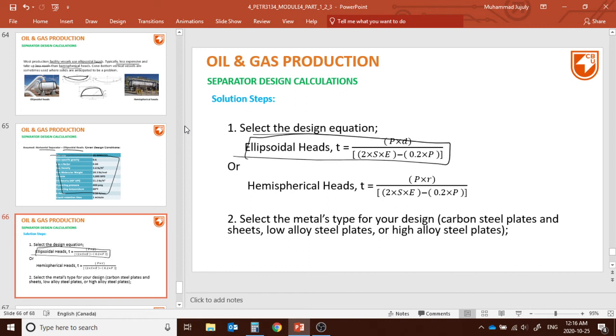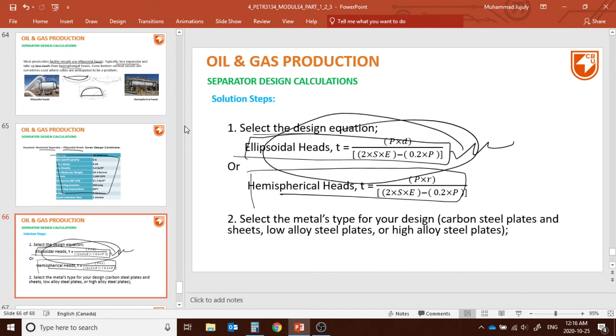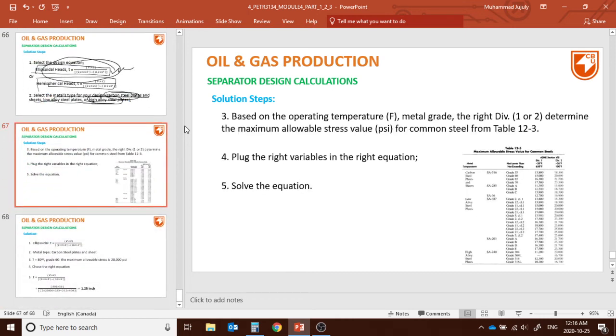First step, we should select what type of equation we use. Since we use the ellipsoidal head, we should use this equation, right? Then we should select the material type. What is the usual material type we use? Carbon steel, remember? We should use carbon steel, or sometimes we can use high alloy steel plates too. Now, based on the operating pressure or operating temperature and metal grade, we determine the allowable stress value, the maximum allowable stress, from this table 12.3.